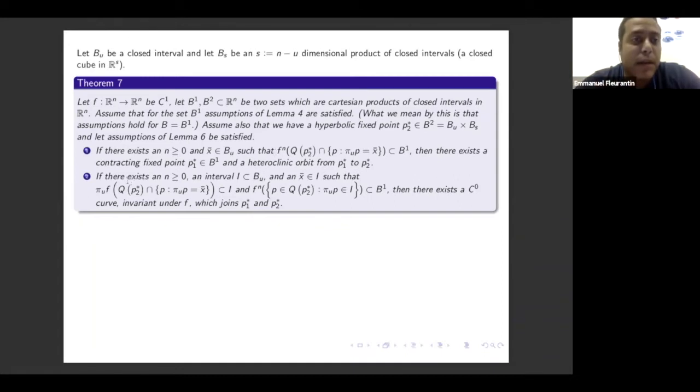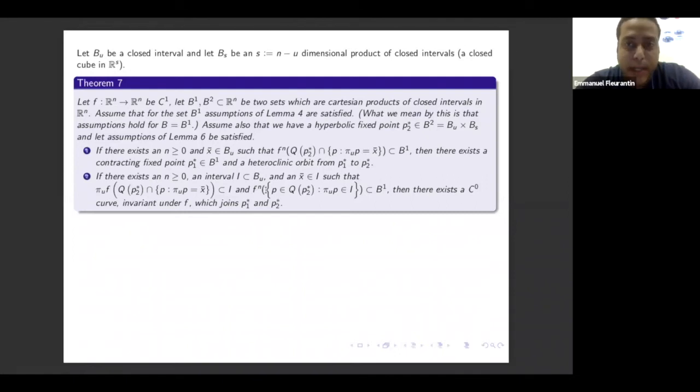Okay, so here, if there exists an n greater than 0 and an interval I subset of B^u and an x star in I, such that any P in I that's in our cone attached to P star, if we apply the map in the unstable direction and stable direction, it maps back to I.